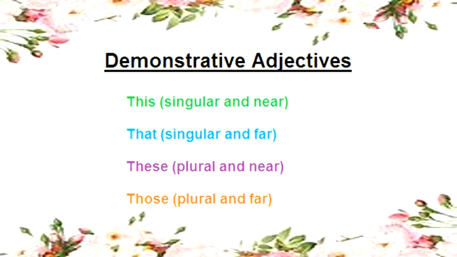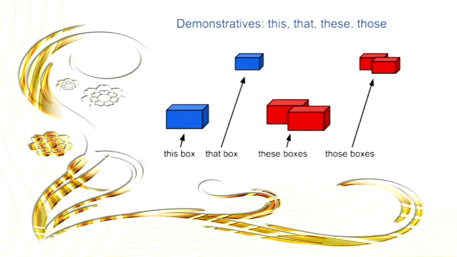So, dear children, keep in mind these things and let us see the usage. As we can see in the slide, there is a single box. So, it is singular. And the box is nearer to the arrow, to the pointer. So, the word used will be this. This box is blue. This box is mine. This box is here. The word this is called demonstrative adjective.